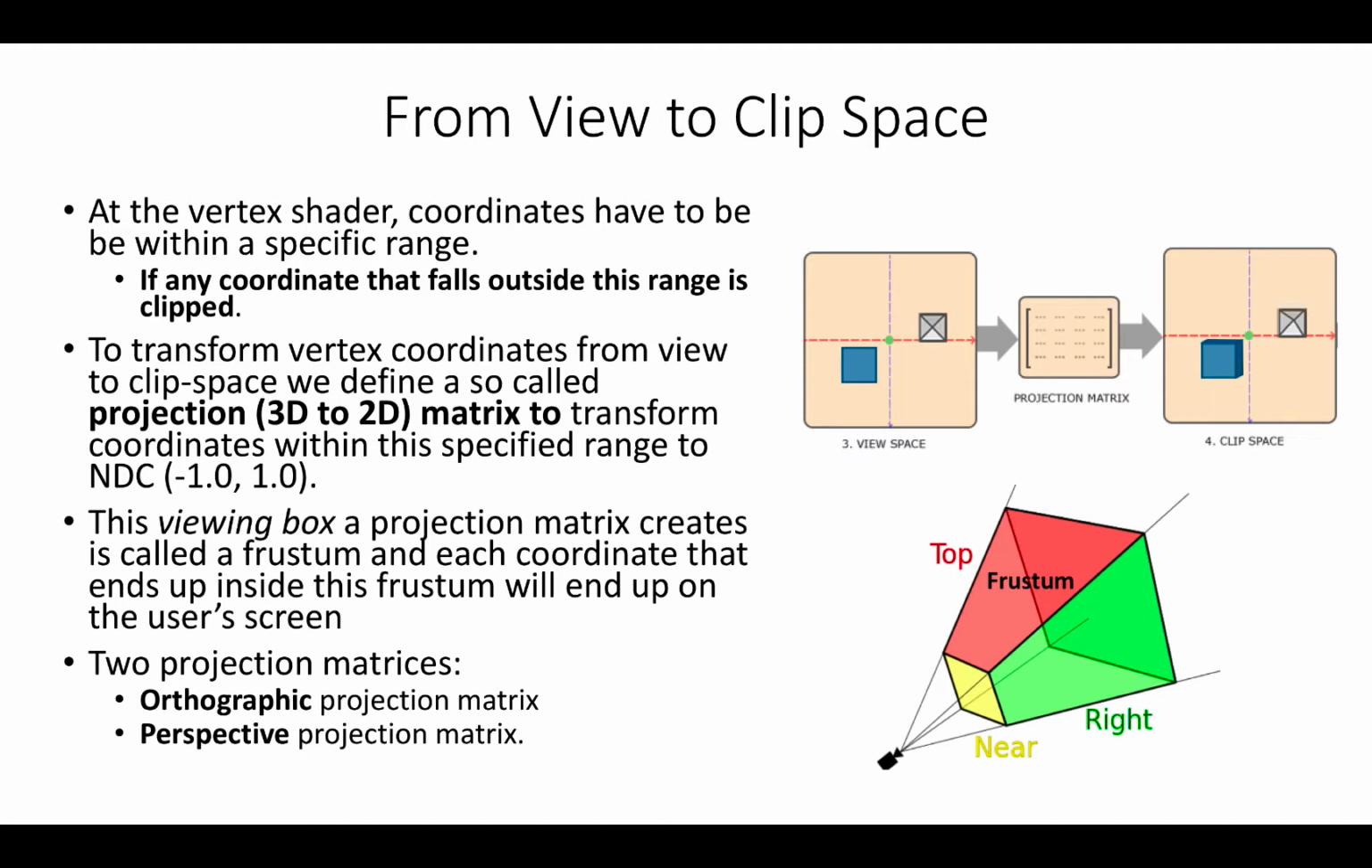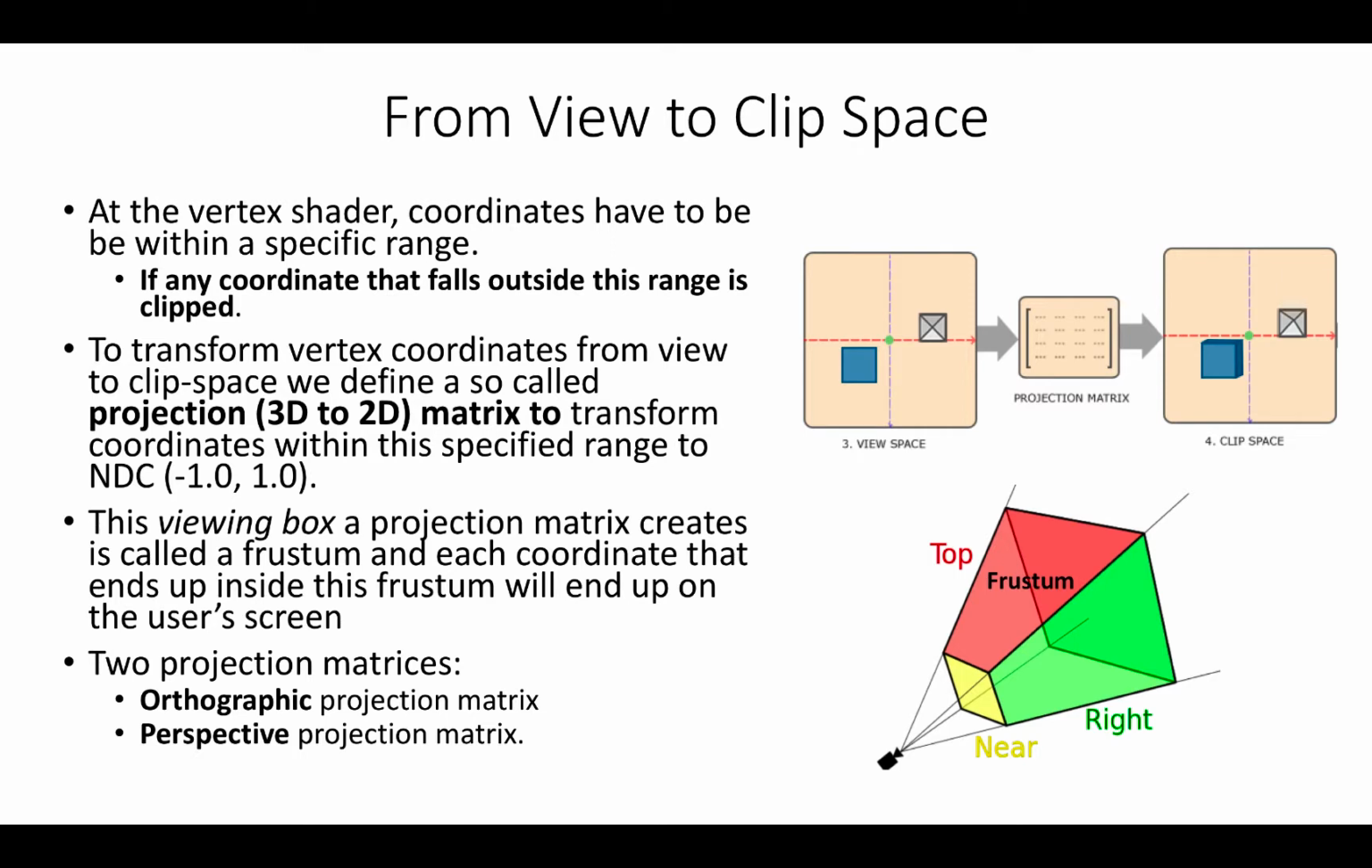To transform vertex coordinates from view to clip space, we define a so-called projection matrix that specifies a range of coordinates. The projection matrix transforms coordinates within this specified range to normalized device coordinates. All coordinates outside this range will not be mapped between -1 and +1, and therefore they will be clipped. This viewing box a projection matrix creates is called a frustum, and each coordinate that ends up inside the frustum will end up on our screen.